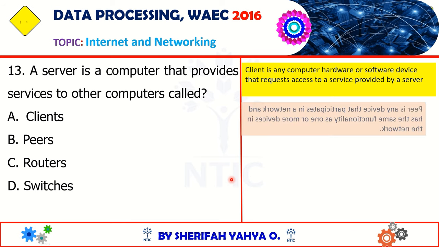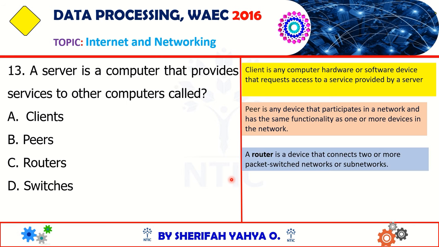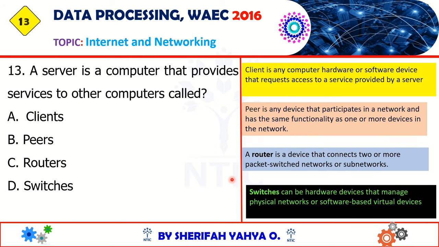Peer, a peer is any networked device that participates in a network and has the same functionality as one or more devices in the network. This is out of it. Router is a device that connects two or more packet-switched networks or subnetworks, is out of it. Then switches can be hardware devices that manage physical networks or software-based virtual devices, is also out of it.